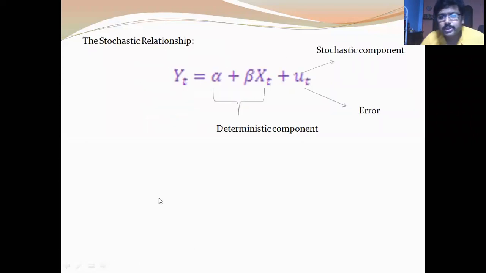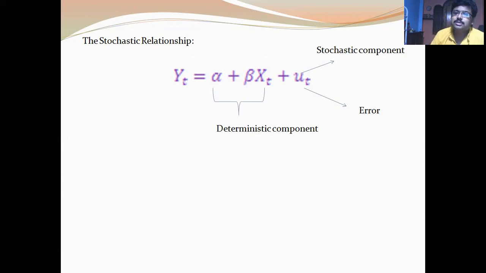Now look, what is the stochastic relationship? This equation shows the stochastic relationship. The statistical relationship is the stochastic relationship. A mathematical relationship is not a stochastic relationship. Yt is a dependent variable and xt is an independent variable.